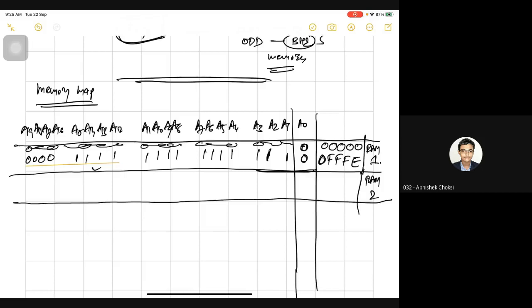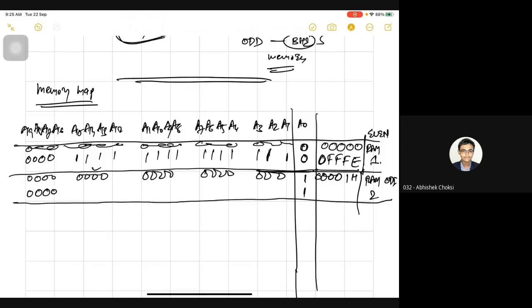This is my even bank. Yes sir, now this will be my odd bank. So simple, I don't need to do anything. I need to make A0 as 1. Everything else will remain the same: all zeros, so this will be 0001H. And here also everything will remain the same.